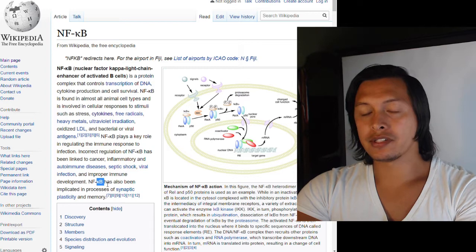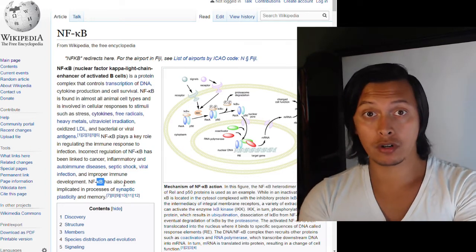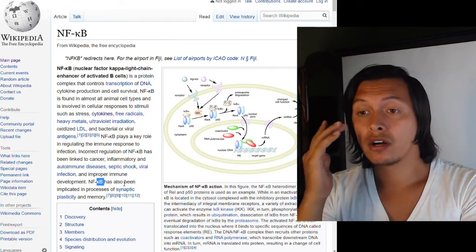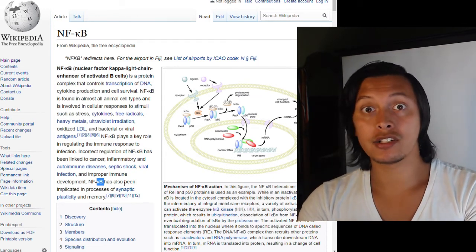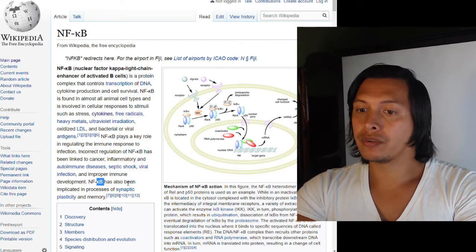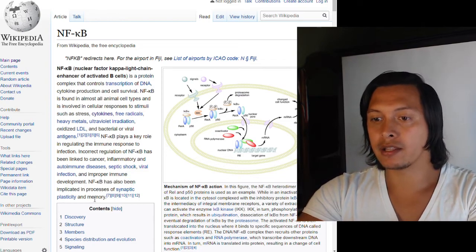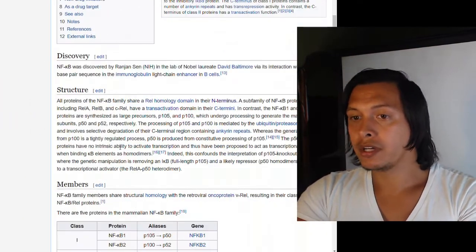So this is important to be highly regulated, because if it's overexpressed, then you can cause a lot of these autoimmune and pro-inflammatory diseases, and we do not want that. So this has also been implicated in the process of synaptic plasticity and memory. So that's good to know.